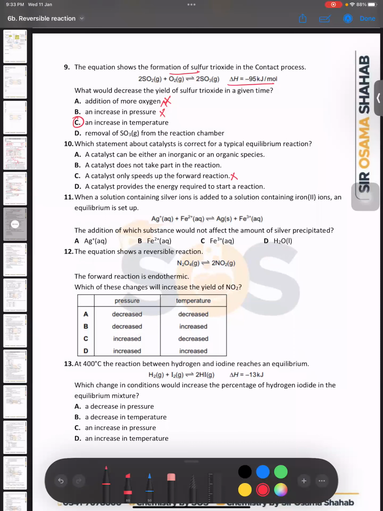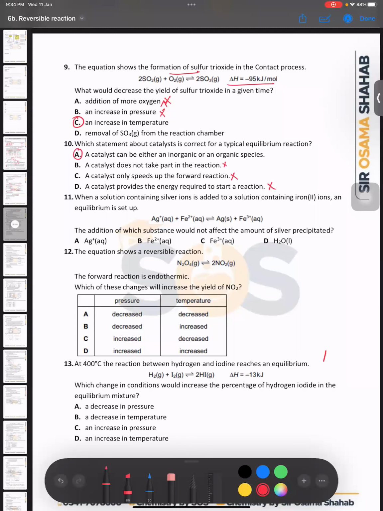And then, a catalyst provides the energy required to start a reaction. No, it's completely wrong, because this is activation energy, and you know that activation energy is actually decreased by the catalyst but not provided by the catalyst. So the two options which can be right are A and B. A catalyst does not take part in the reaction. Listen, everyone, a catalyst definitely takes part in the reaction. Without taking part in the reaction, it cannot speed it up, because catalysts provide an alternate path to the reaction. So it takes part, but definitely is not consumed. So this is wrong. So the right answer will be A.